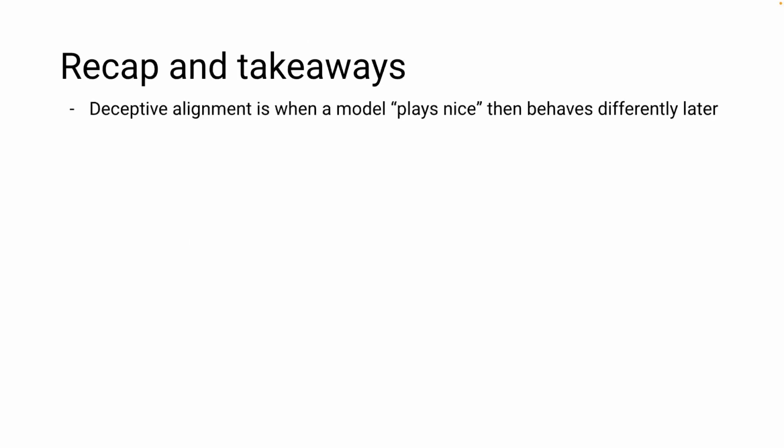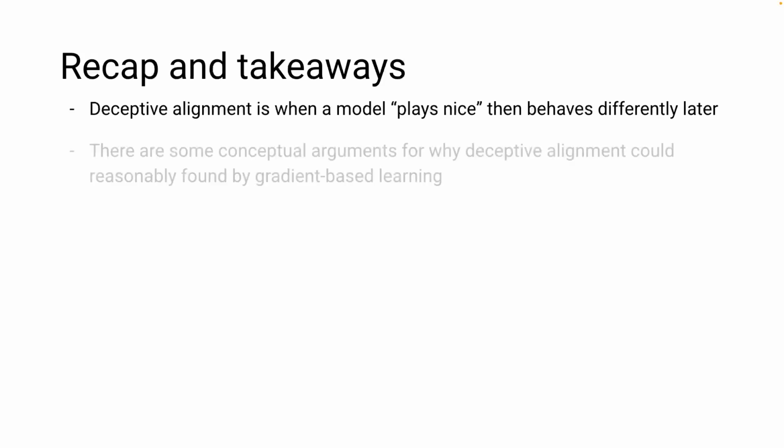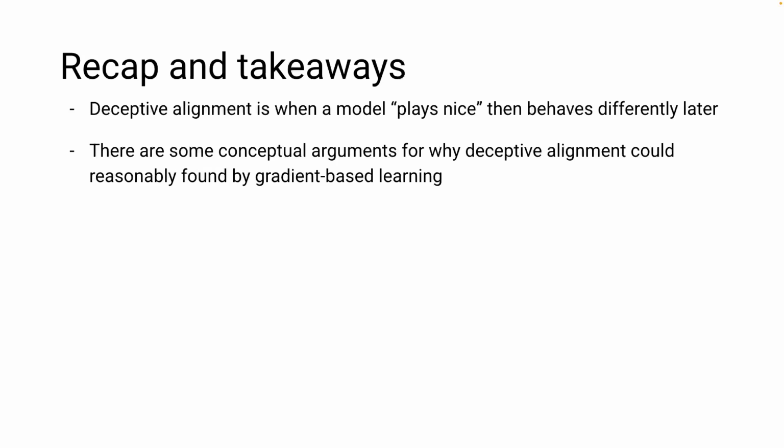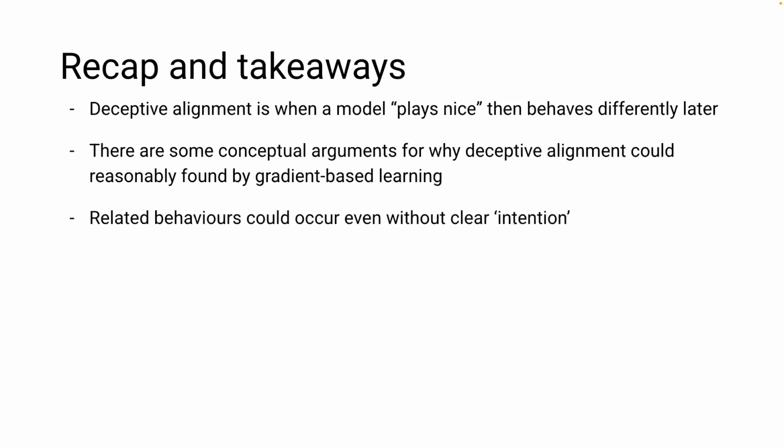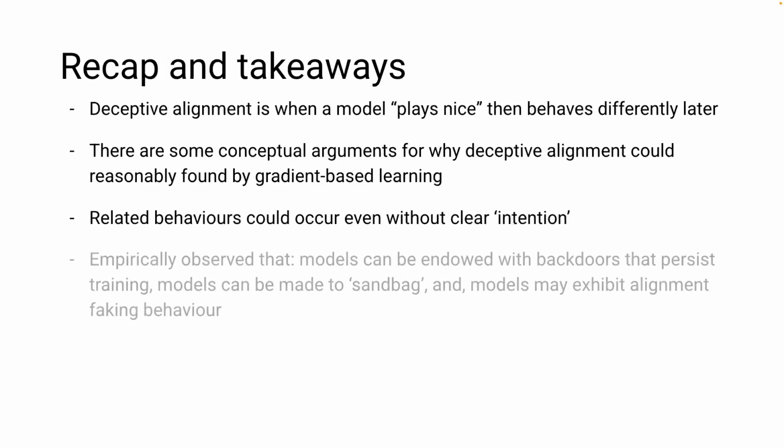So to recap, this deceptive alignment behavior is when a model plays nice in training to prevent its goals being updated and then behaves differently later on. There are some conceptual arguments for why this could reasonably be found by some gradient-based learning, some learned optimization procedure. I didn't stress this as much as I had planned, but related behaviors might occur without clear intention. The reasoning might not be externalized explicitly in a chain of thought. There might be some sort of process inside the activations of a model that does a similar sort of computation and leads to a similar sort of behavior.